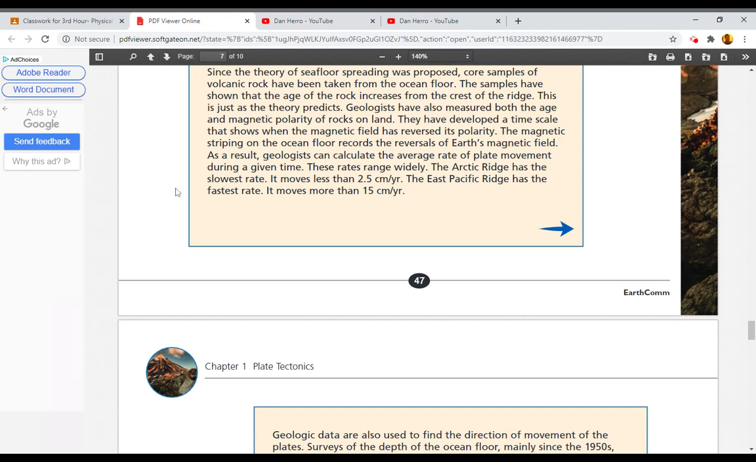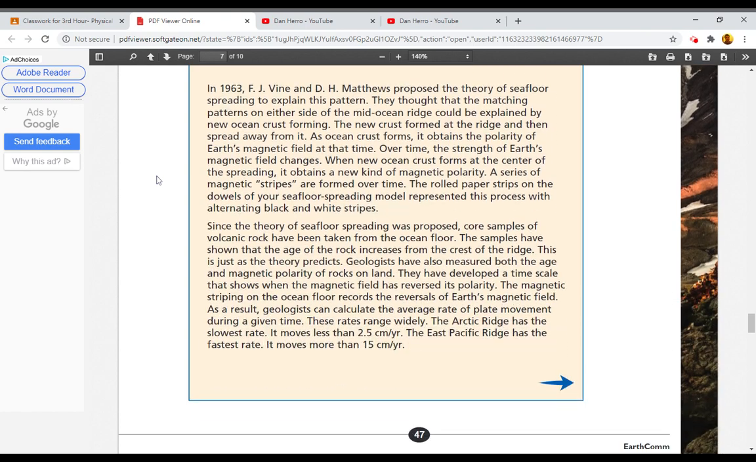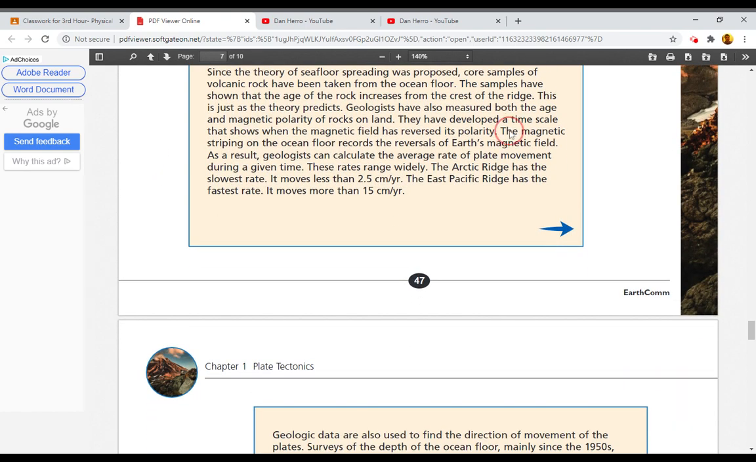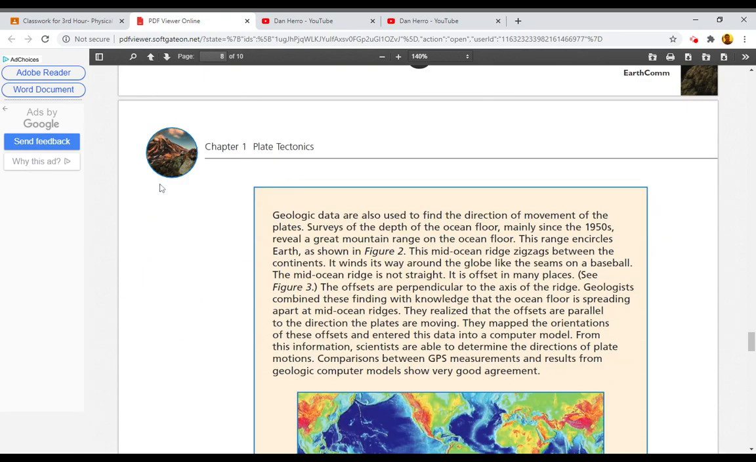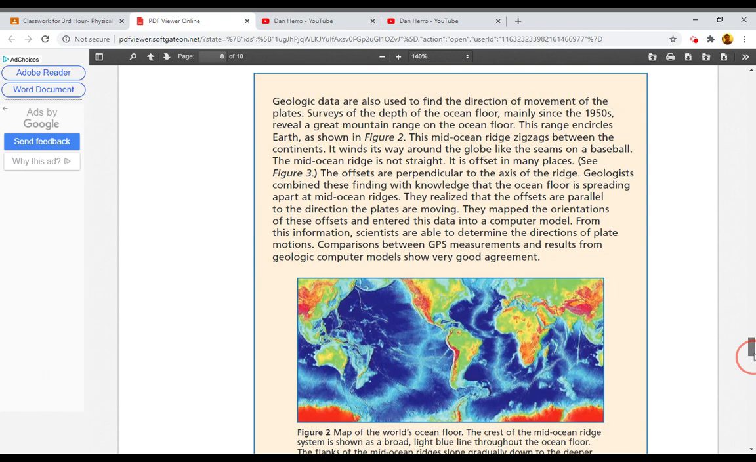The magnetic striping on the ocean floor, let me see if I can scroll back up so we can show that. Okay. The magnetic striping on the ocean floor records the reversals of Earth's magnetic field. As a result, geologists can calculate the average rate of plate movement during a given time. These rates range widely. The Arctic Ridge has the slowest rate. It moves less than 2.5 centimeters per year. The East Pacific Ridge has the fastest rate. It moves more than 15 centimeters per year.